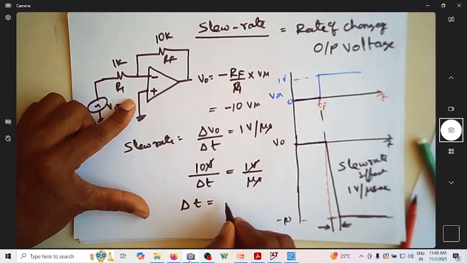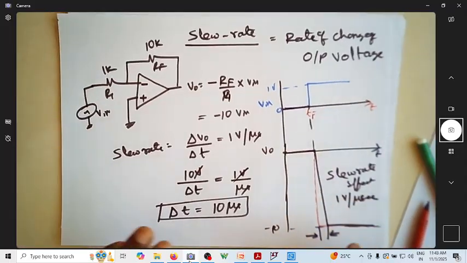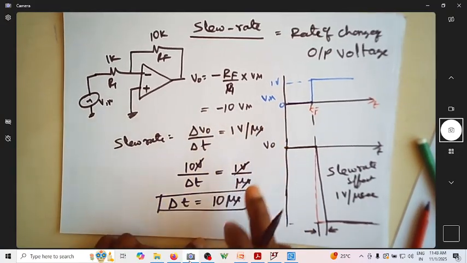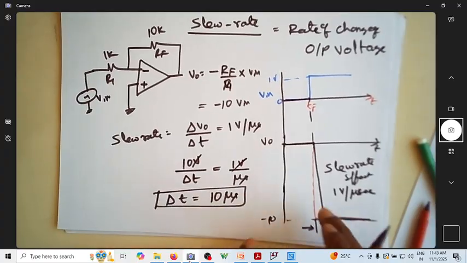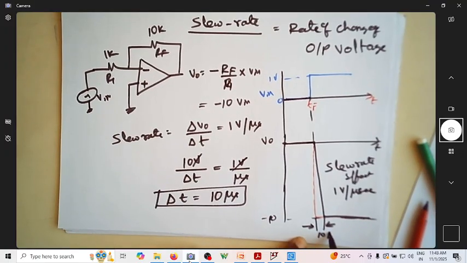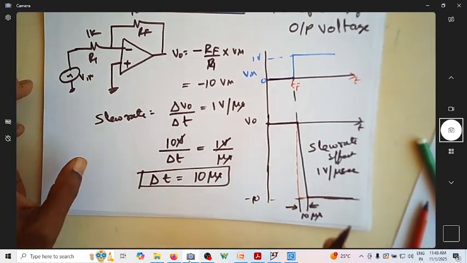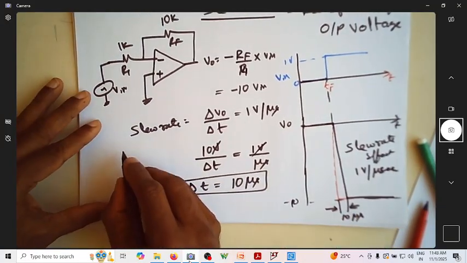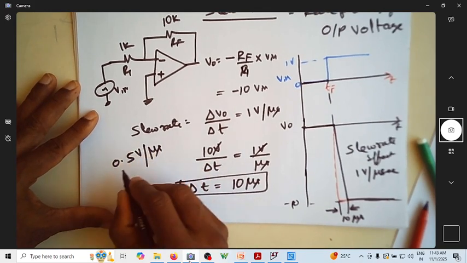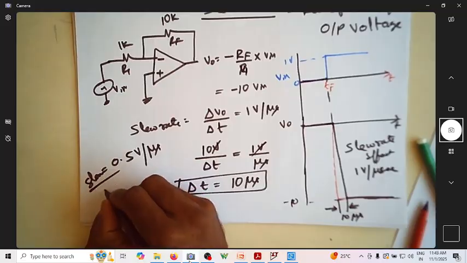So then what is delta T? Delta T is equal to 10 microsecond. Meaning an op-amp having a slew rate of 1 volt per microsecond will take 10 microsecond to change from 0 to minus 10 volts. So this time is now 10 microsecond. Suppose you have one more op-amp which has 0.5 volt per microsecond as the slew rate.